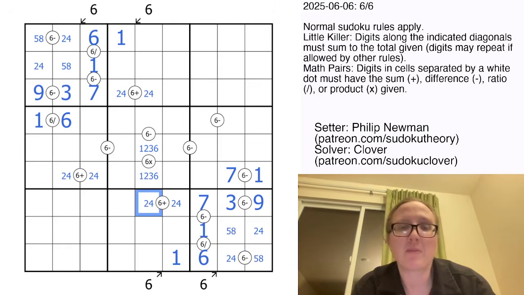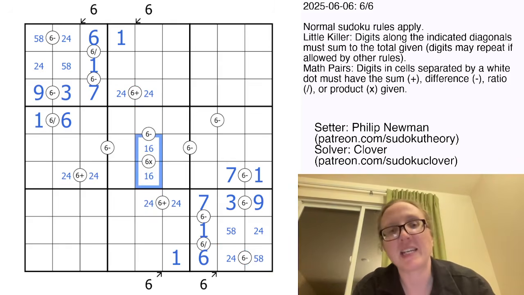Now we have a 2, 4 pair vertically in column 5. That lets us eliminate 2 from these cells, which means that can't be 2 times 3.